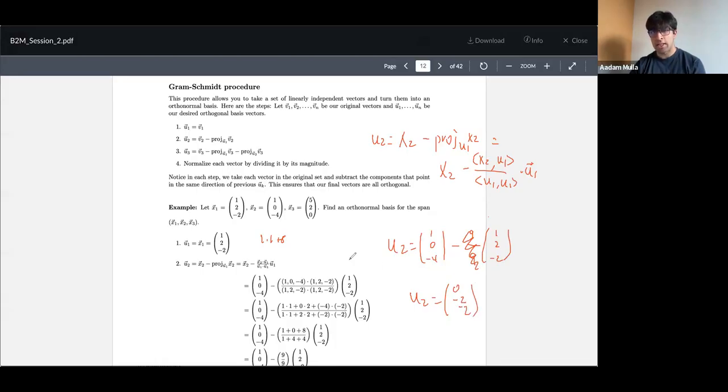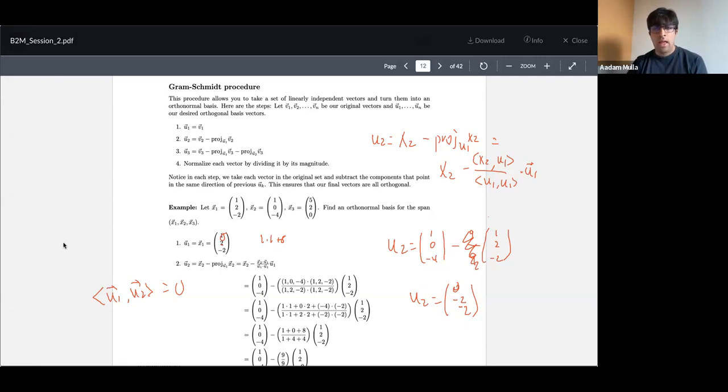Right? And hopefully, let's check that u1 and u2 are now orthogonal to each other. If I take u1 inner product with u2, I should get 0. And I do, because 1 times 0 is 0, 2 times negative 2 is negative 4, and then plus negative 2 times negative 2 is plus 4, which gives us 0.